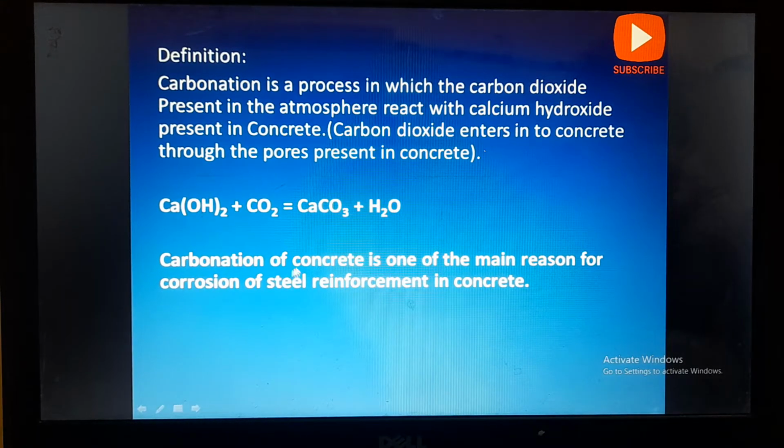Carbonation of concrete is one of the main reasons for corrosion of the steel reinforcement in concrete. As you know, it ultimately affects the reinforcement and causes corrosion.